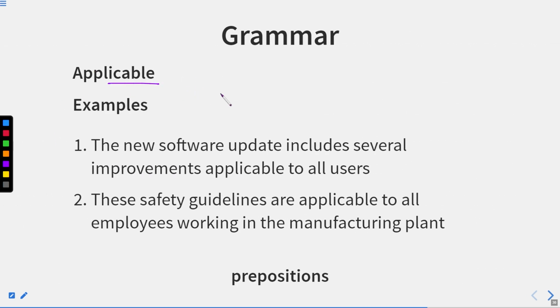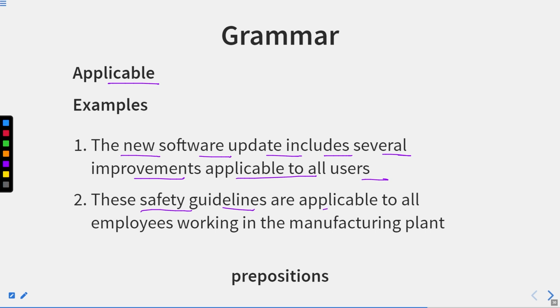Applicable to. Well, applicable to something means when something is just applied to another thing, or when something is important for another thing. The new software update includes several improvements applicable to all users. Applicable to means they can be applied to all users. They are for all the users. So in that manner, we can use applicable to.